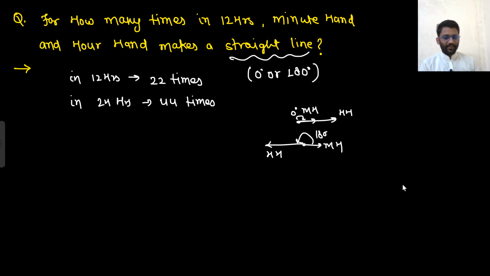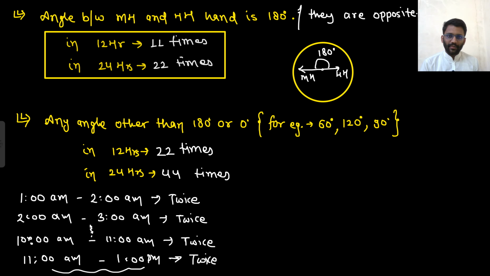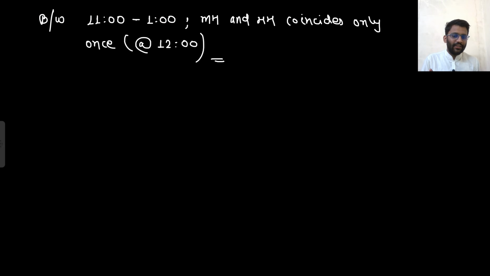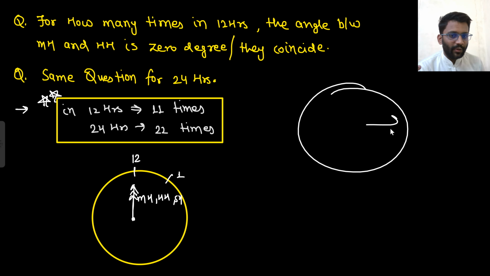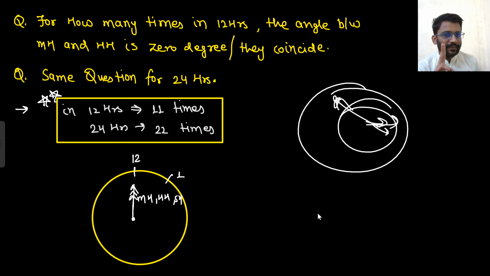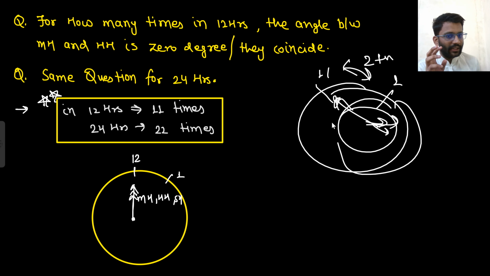That's why 22 times. Because in 12 hours, 180 degree is made 11 times and 0 degree is made 11 times. So in 12 hours, 0 degree and 180 degree would be made 22 times. Are you getting this point? First it would make 0 degree, then after some time it would make 180 degree. So in 1 hour it would make it twice, and between 11 to 1 also only twice, not 4 times. For the rest of the times, twice.